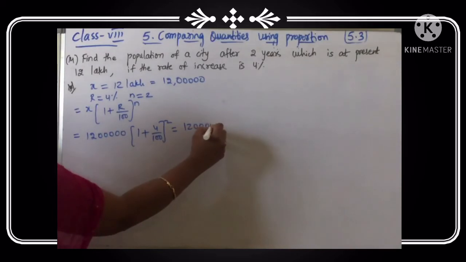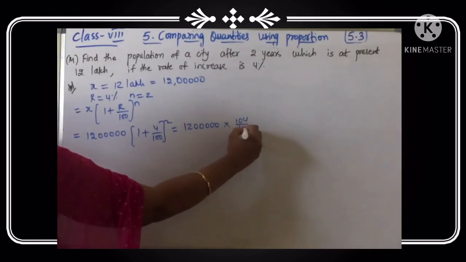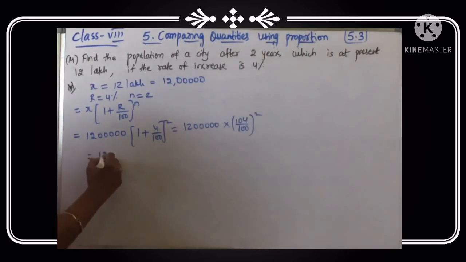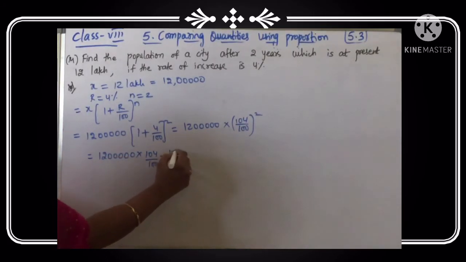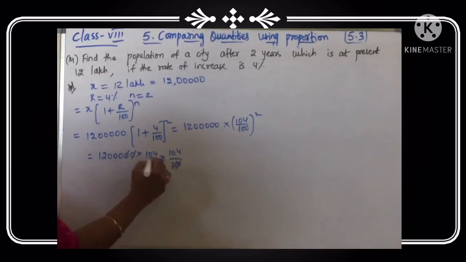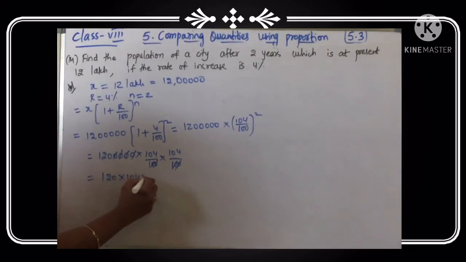So use the formula x into 1 plus R by 100 whole to the power of n. That is 12 lakh into 1 plus 4 by 100 whole to the power of 2. So 12 lakh into 104 by 100 whole square, that is 12 lakh into 104 by 100 into 104 by 100. Here these 2 zeros get cancelled. So finally 120 into 104 into 104, when we multiply, you will get 12 lakhs 97,920. So the population after 2 years will be 12 lakhs 97,920.